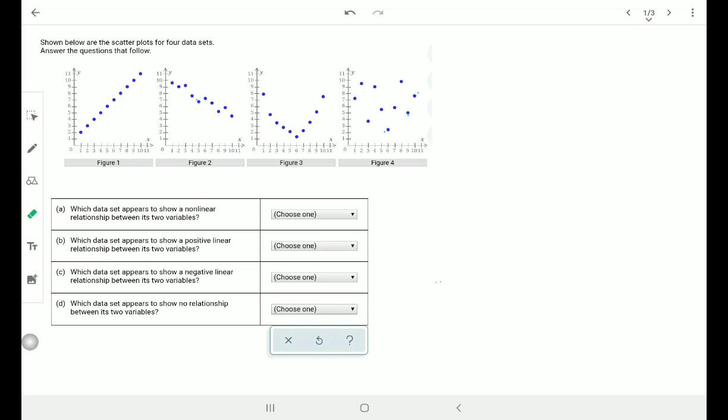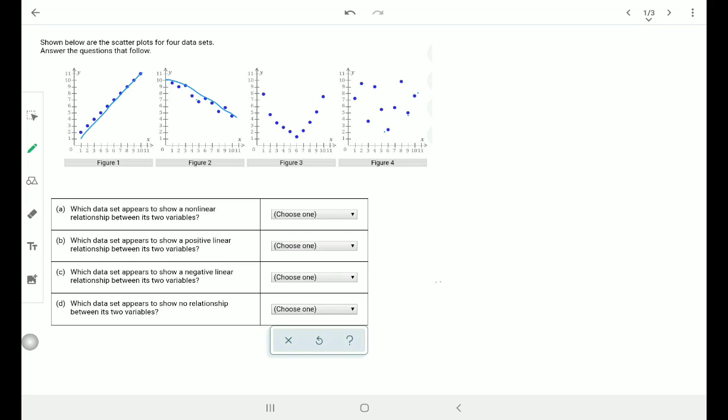So with question 3, we're given these scatter plots, and we have to answer the questions based on what we notice about these scatter plots. Shown below are scatter plots for 4 data sets. Question A says, which data set appears to show a nonlinear relationship between its 2 variables? So we have to look at this data and say, okay, which ones don't give us a straight line? Well, figure 1 and figure 2 very much look like straight lines to me. So I know those aren't my answer here because they show a linear relationship. So I'm left with 3 and 4.